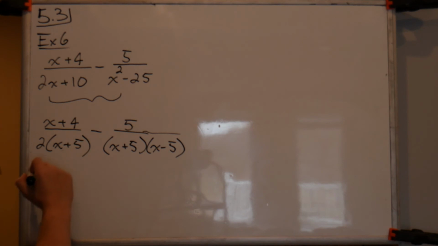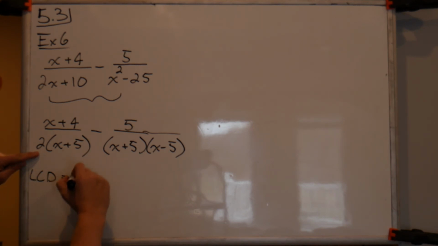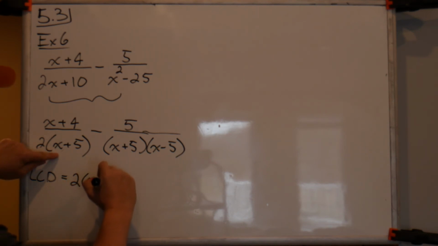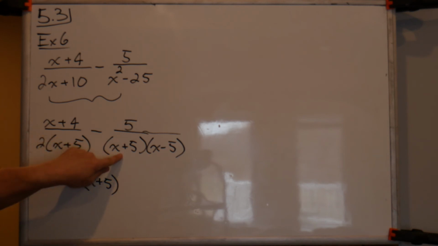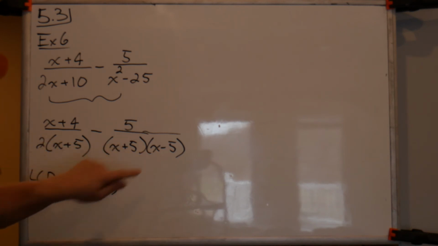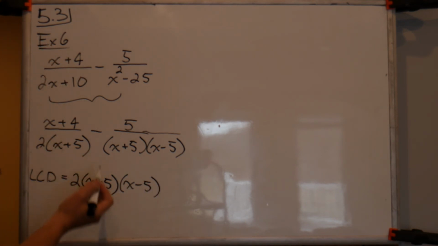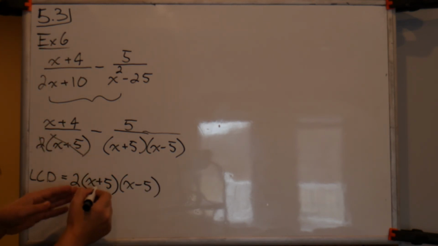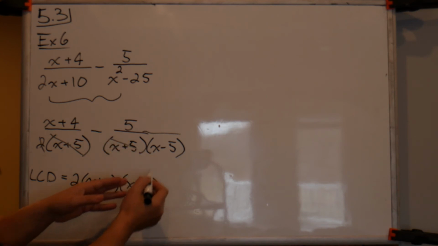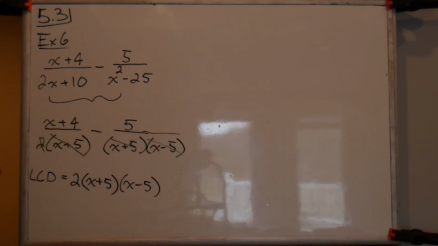Now we see what we have to work with, and for our LCD, again, I'm going to take it piece by piece. I know I need a 2. I need a quantity x plus 5. I need a quantity x plus 5, but I already have it. I need a quantity x minus 5. Work your way across and basically whittle them up. 2, got it. X plus 5, got it. X plus 5, already have it. X minus 5, there's my LCD.